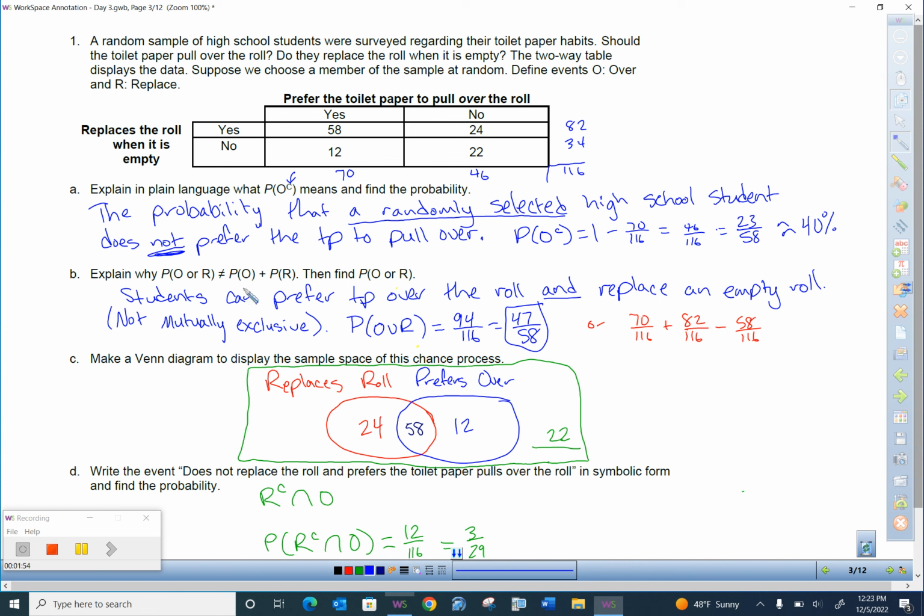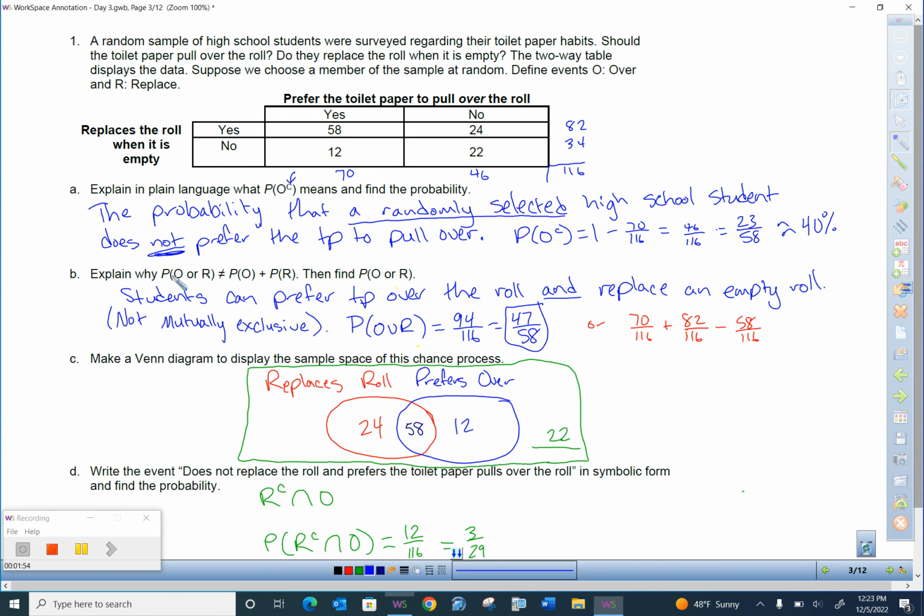Okay, hopefully you were okay with these. They don't add because they're not mutually exclusive. Okay, students can prefer toilet paper over the roll and replace an empty roll at the same time. Anytime events can happen at the same time, they're not mutually exclusive. That just means there's an overlap.